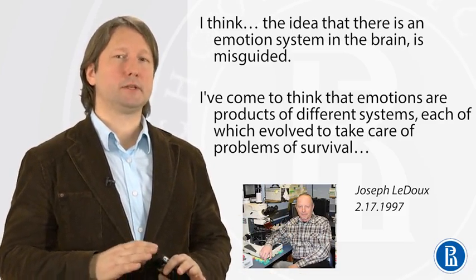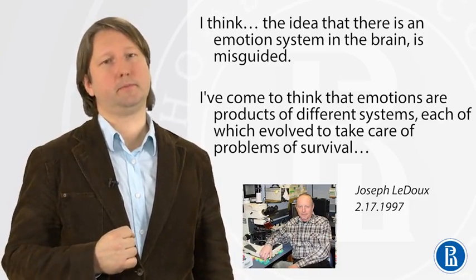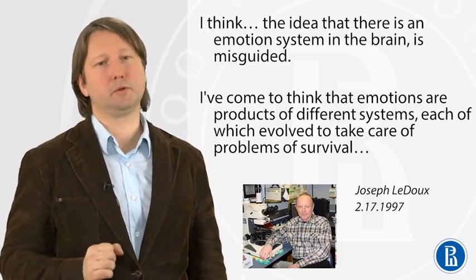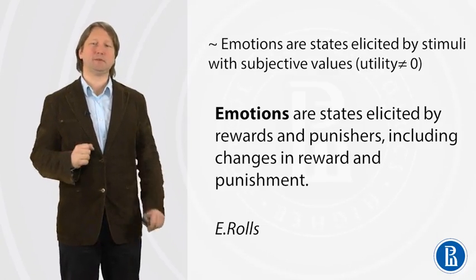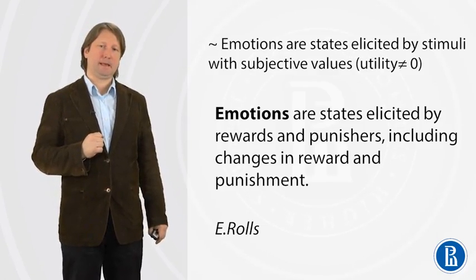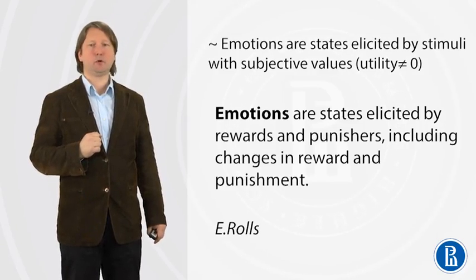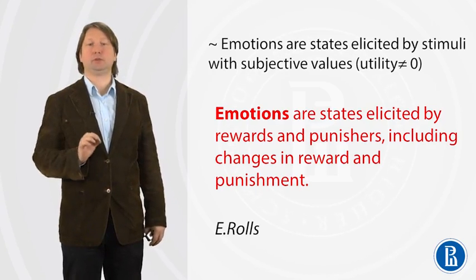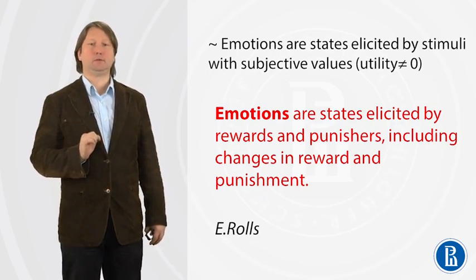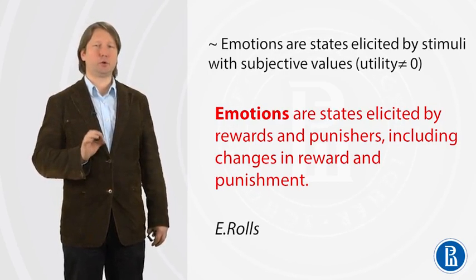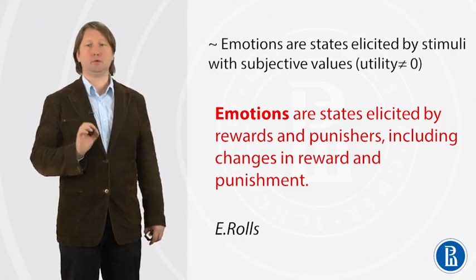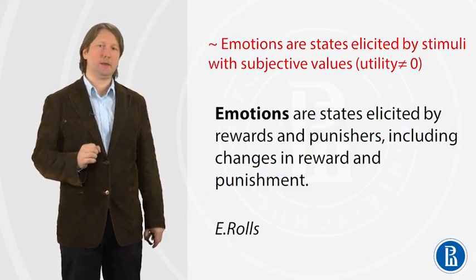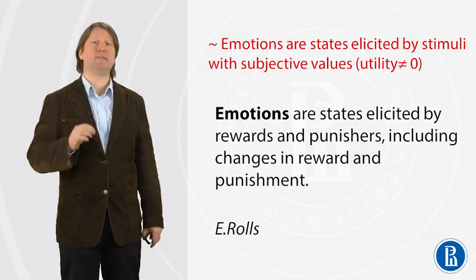So it looks like there is no single emotional system in the brain, but there are different systems involved in different emotional processes. So now it makes sense to give a definition of emotions. As Edmund Rolls suggested, emotions are states elicited by rewards and punishers, including the changes in reward and punishment. For the purpose of this course, I will use the shorter version of this definition. Emotions are states elicited by stimuli with non-zero utility. So basically, punishers and rewards have values.